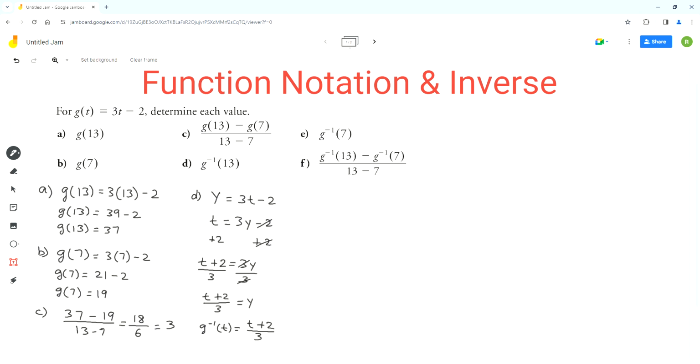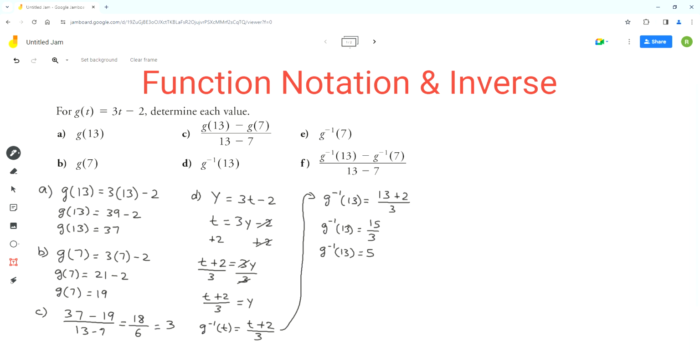Now we have to find the value of the inverse of g at 13. So in the next step, we'll sub in t as 13. So the inverse of g at 13 is equal to 13 plus 2 over 3. In the next step, we can add the numbers in the numerator. So we get 15 over 3, and this fraction can be reduced to 5. So this should be the final answer for part D.